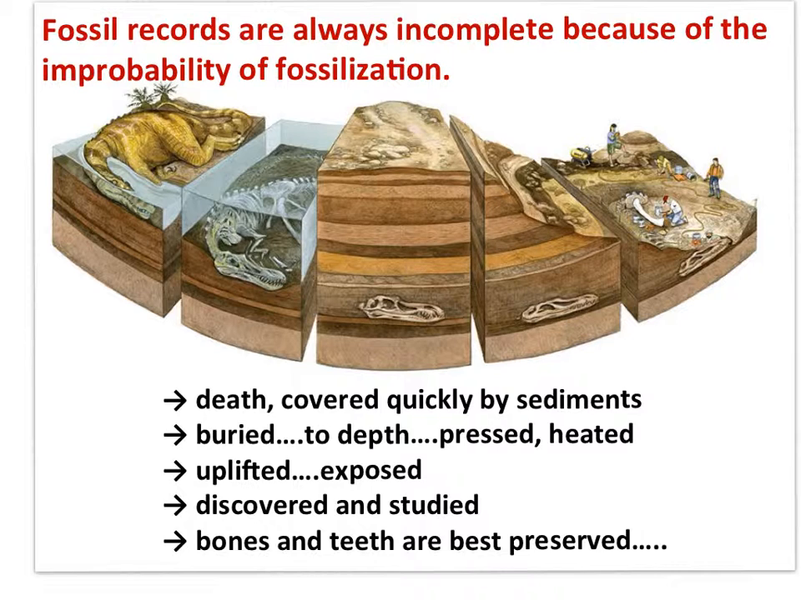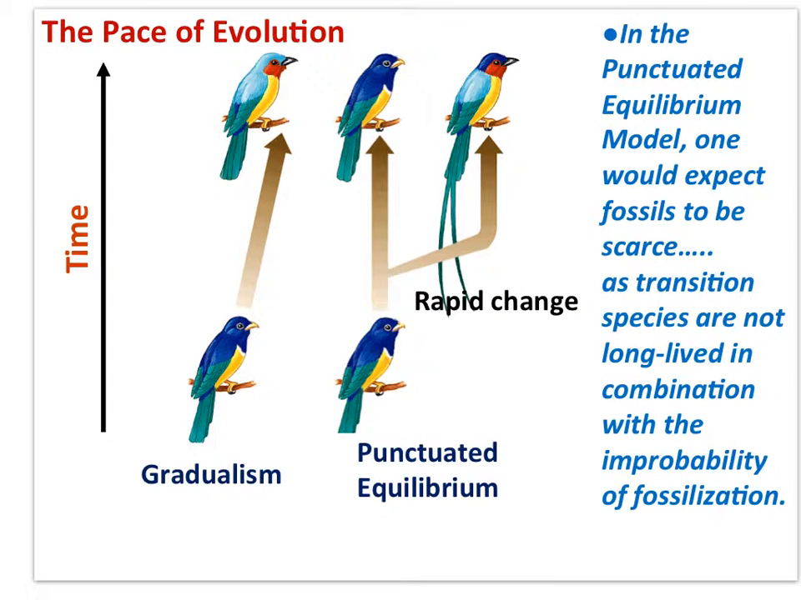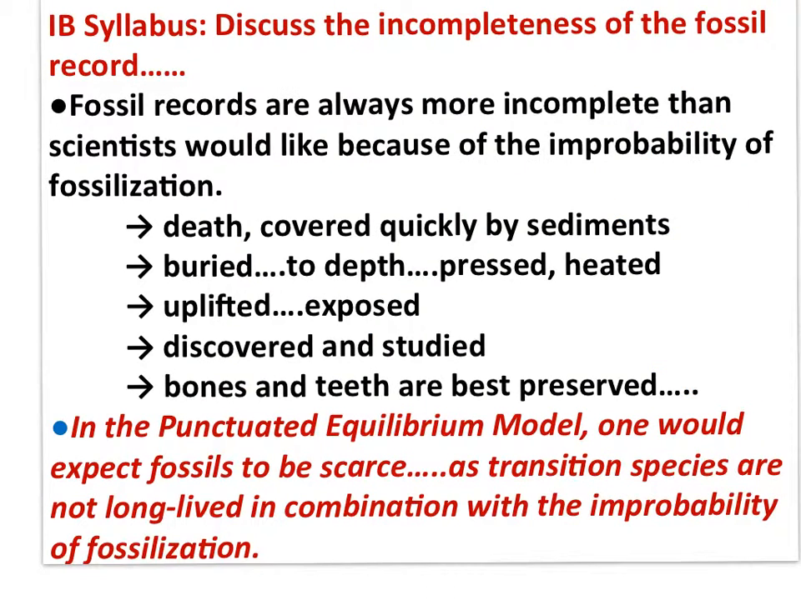If evolution is occurring rapidly, the chance of having intermediate forms fossilized is low. As can be seen here, with rapid bursts of change, one would expect the fossils of transition species to be scarce. Transition species are not long-lived, thus fossilization is more improbable. Remember that fossil records are always more incomplete than scientists would like because of the improbability of fossilization.